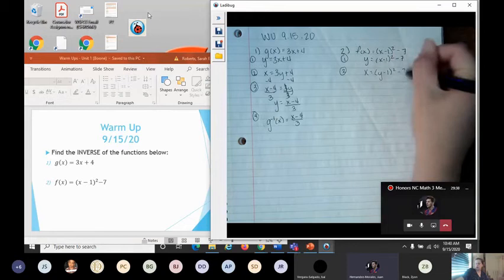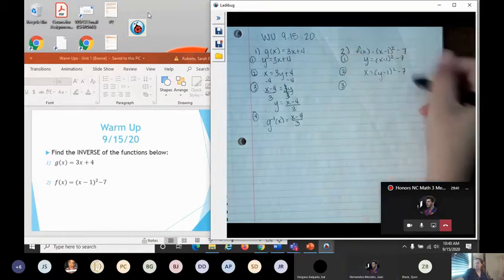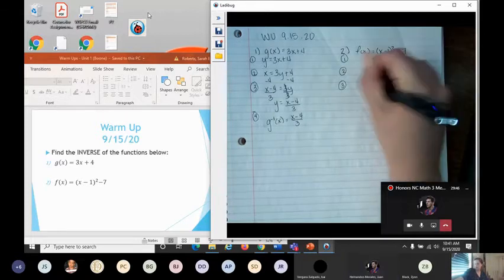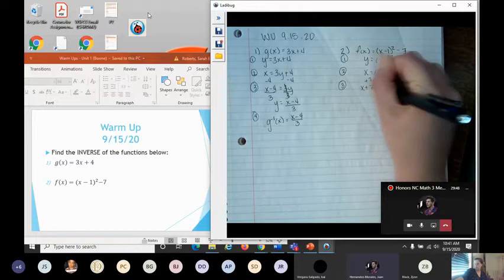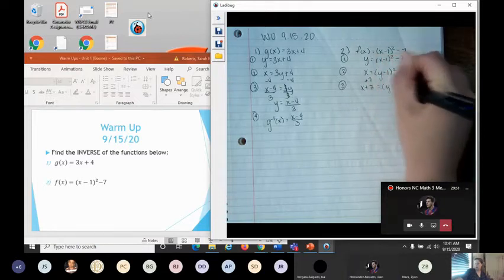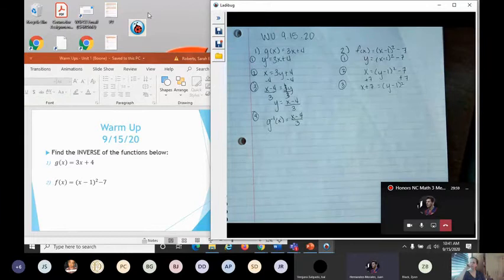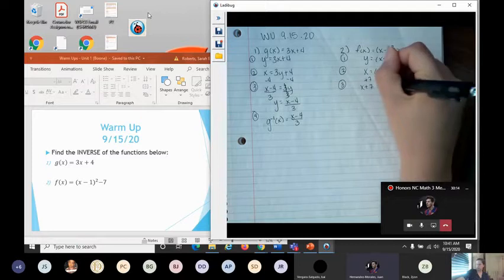Perfect. Thank you. And then in step 3, what were you saying we needed to do with this 7? Plus 7. Yep, plus 7 on both sides. So x plus 7 equals y minus 1 quantity squared. Now, how do I get rid of that square? You multiply? No, what's the opposite of squaring? Isai, help me out. It's got the same word in it. Square root? Yeah, square rooting. So I'm going to take the square root of both sides.